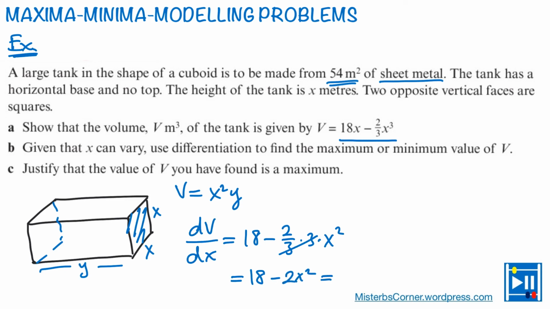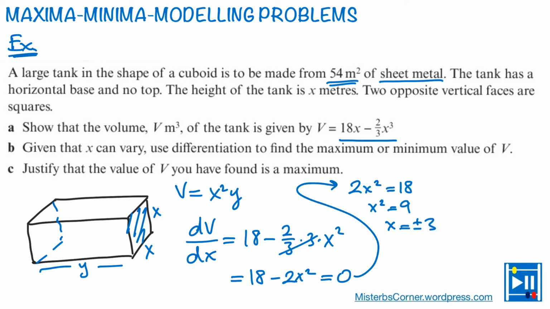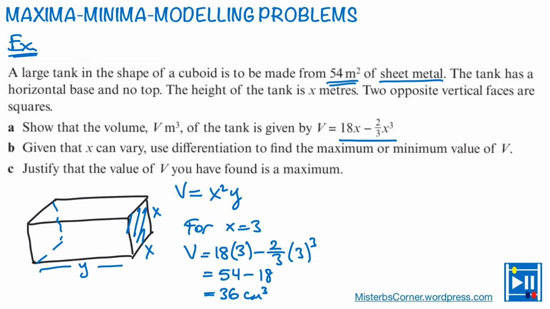Now if I equate it to 0, I can find the x values which will give the volume to be maximum and minimum. So x is plus and minus 3, and obviously I'll choose x to be 3 because it is a length, so it must be positive. So when I substitute this value here for volume, I get 36 centimeter cubed, and this is either the maximum or minimum value of the volume.